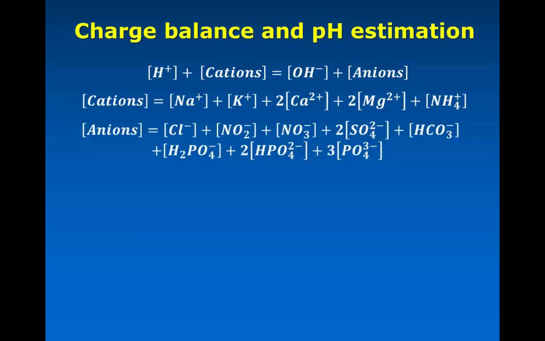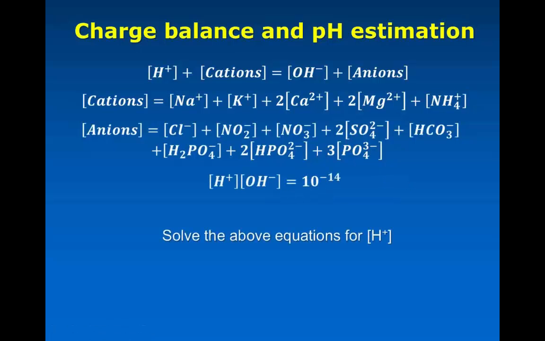And then the anions here, just listing off a bunch of these. And again, for phosphate, we can see we've got a 3 in front. And then, of course, the dissociation of water. And then we substitute all these equations into each other and solve for H plus. And then that will, of course, give us what the pH is. So there's a lot of moving parts in this calculation.